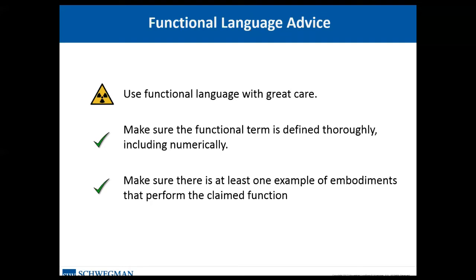And you have to make sure, in that regard, that you have at least one example, the embodiment that performs that claim function.